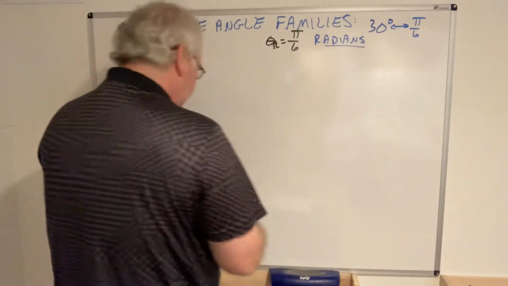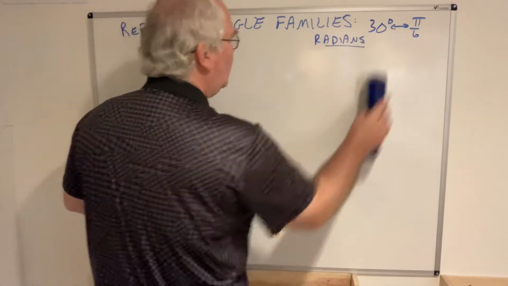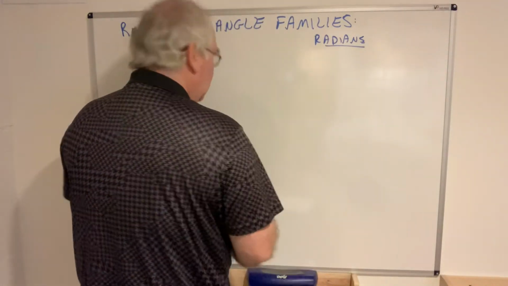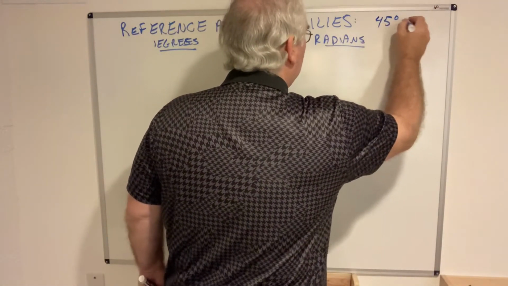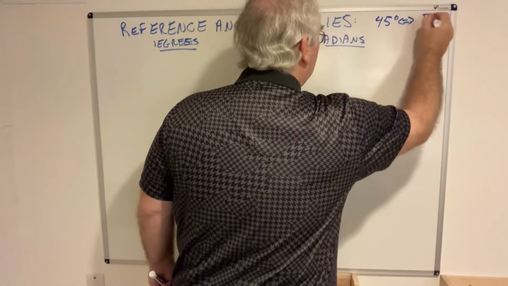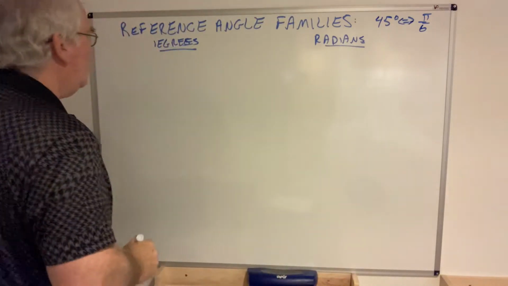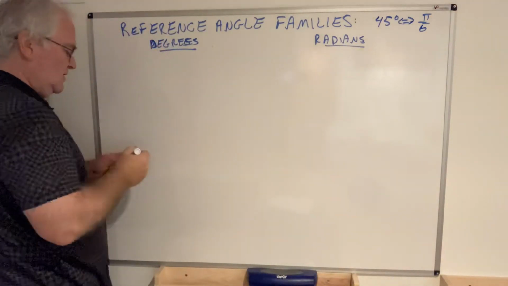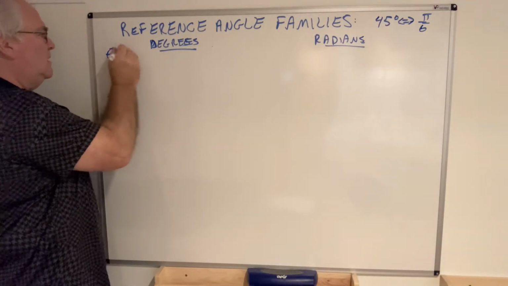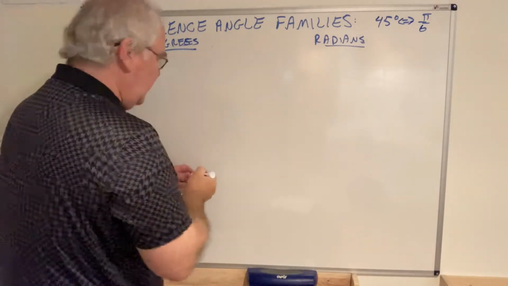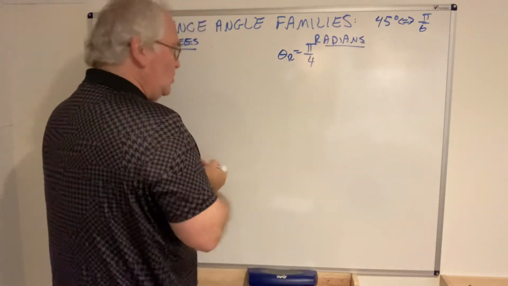So in this scenario, theta reference is no longer pi over 6. We're not using 30 degrees. Let's use 45 degrees, which corresponds to pi over 4. It's not correct to say it equals, but it does correspond to pi over 4. All right. In degrees, theta reference is 45 degrees. In radians, theta reference is pi over 4. Let's do radians first this time.